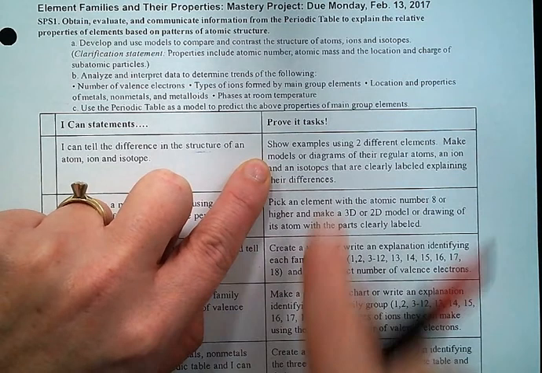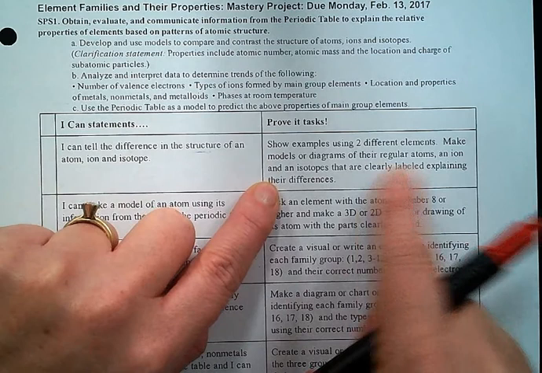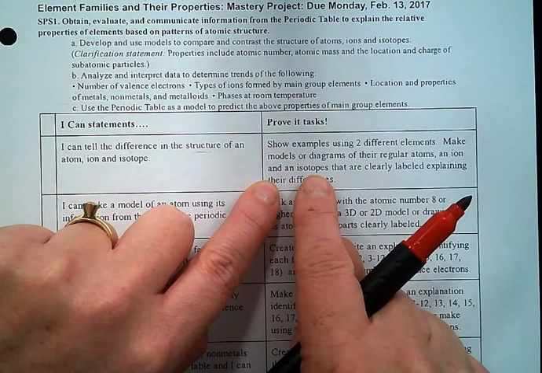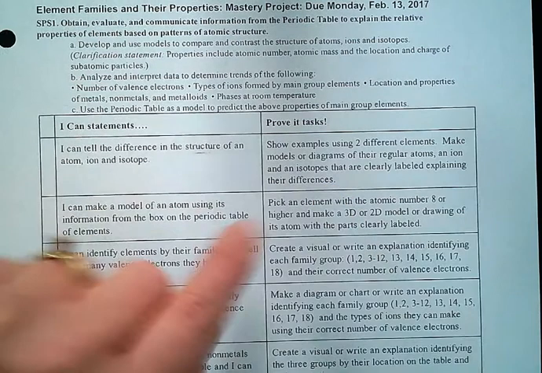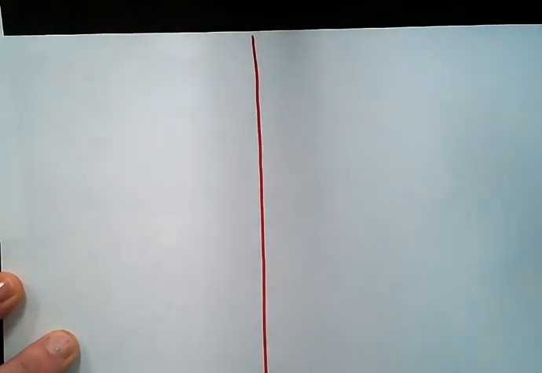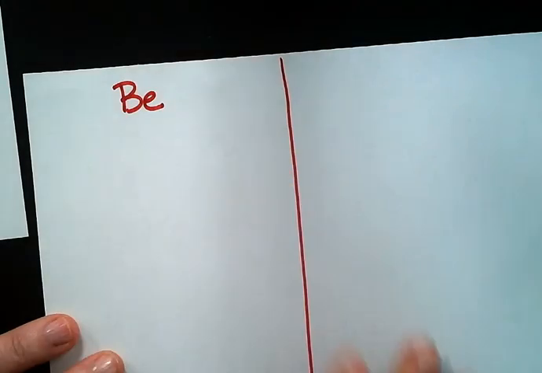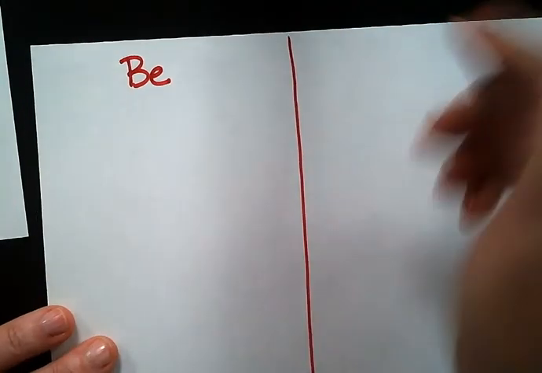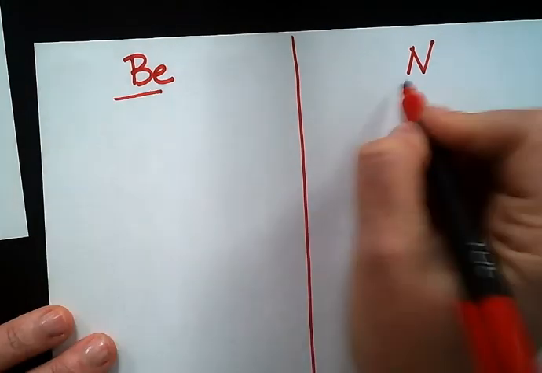You're going to make a model or diagram of their regular atoms, an ion, and an isotope that are clearly labeled, explaining their differences. For example, I may take my sheet of paper and divide it in 2. I'm going to put my first one, beryllium, over here. And maybe I choose nitrogen for my other one, and I'll do it over here. So you can do them side by side if you want to.